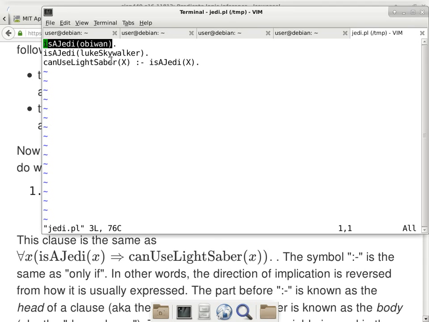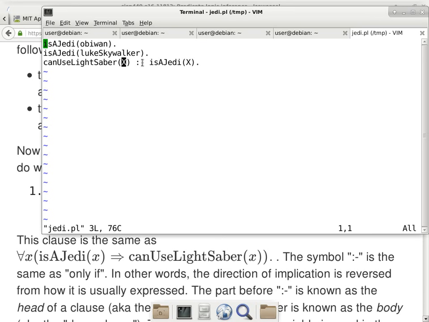So substitution is really just what it implies. It is just saying, let's go ahead and substitute the variable x with the word Obi-Wan. But when you substitute x with Obi-Wan, you have to do it for the entire rule. So the one on the left-hand side, you have to change x to Obi-Wan. The one on the right-hand side, you have to change to Obi-Wan as well. So your new problem becomes confirming is a Jedi Obi-Wan is true.